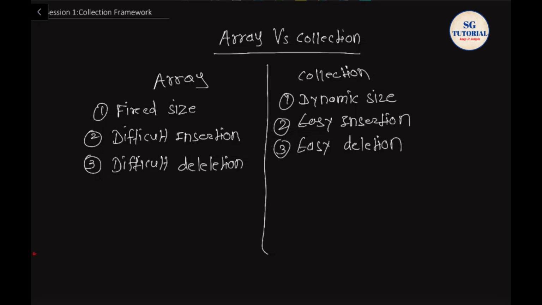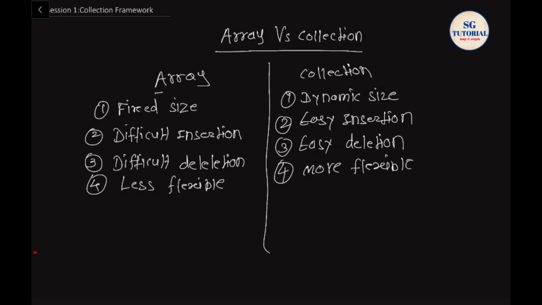Okay? And the next point is arrays are less flexible. So arrays are less flexible because their size is fixed and cannot be changed after creation, whereas collections are more flexible because they can grow and shrink automatically as needed. And that's why modern Java applications mostly use collections instead of arrays for dynamic data. Okay, so I hope you understand the difference between arrays and collection.